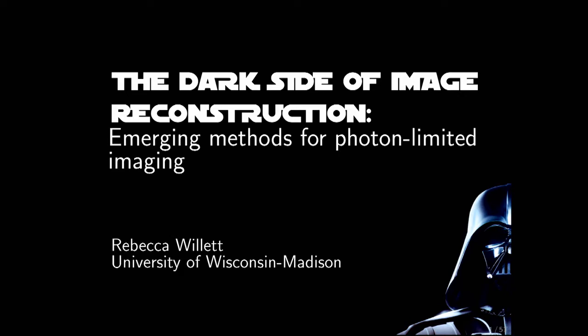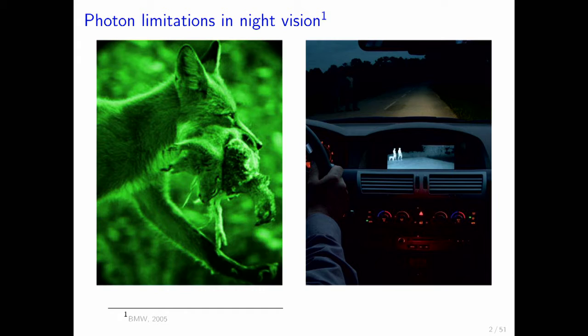So photon-limited imaging might sound a little esoteric at the outset, but in fact, it arises in a number of different settings. Maybe the most obvious is night vision. So hunters or soldiers or even some recent car models are using night vision imaging in order to detect animals or objects or people in very low light settings.